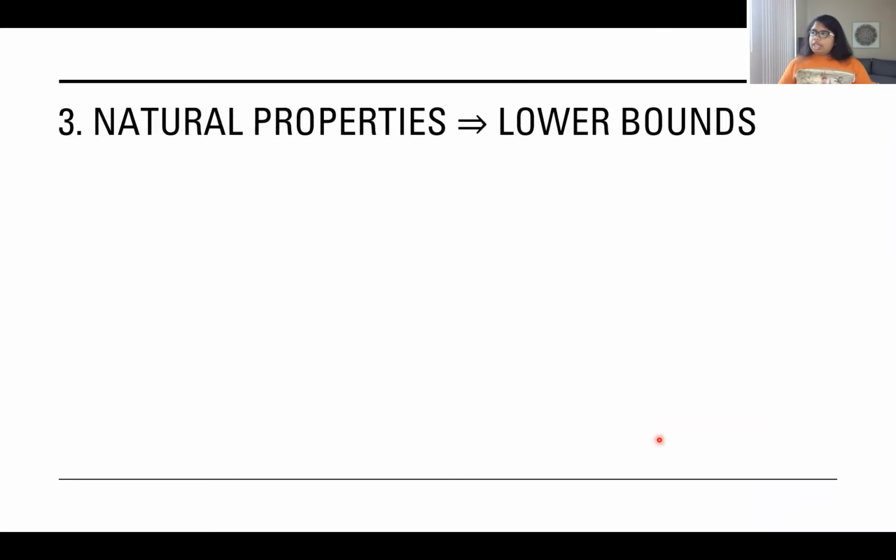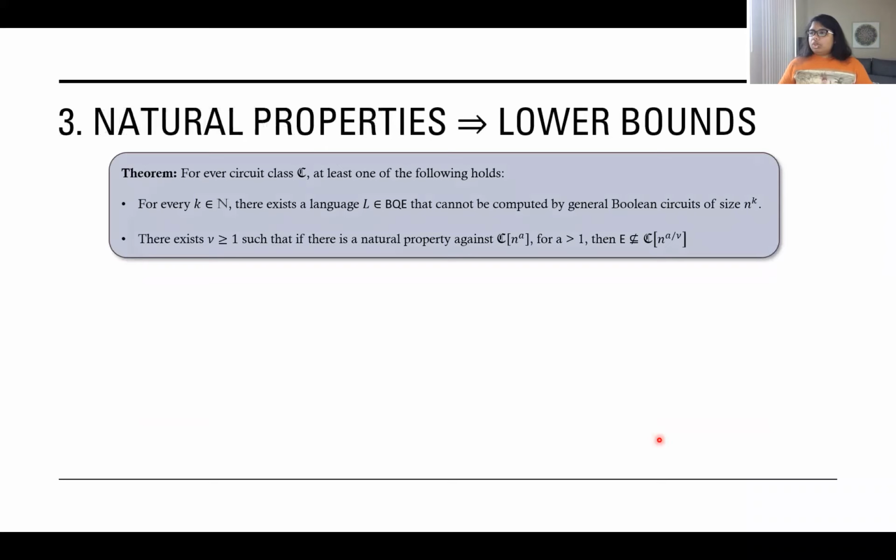So the last part of the puzzle we need is to connect these natural properties now to lower bounds. So we say that for every circuit class C, one of two conditions holds. Either for every natural number k, there is some language Lk that exists in quantum exponential time, and that cannot be computed by general Boolean circuits of size n to the k, right? Which gives you your separation.